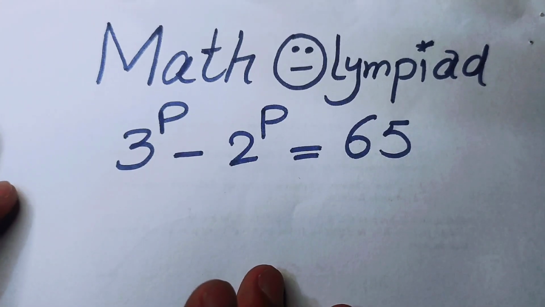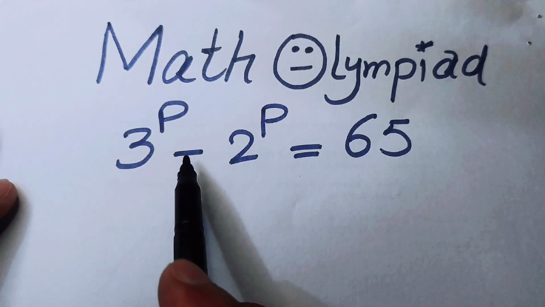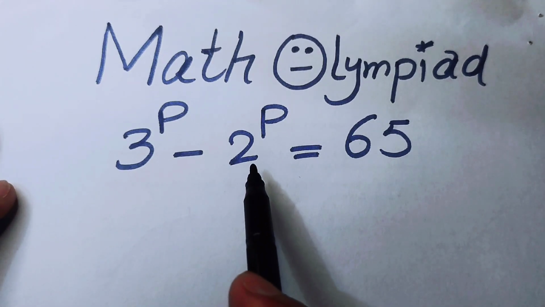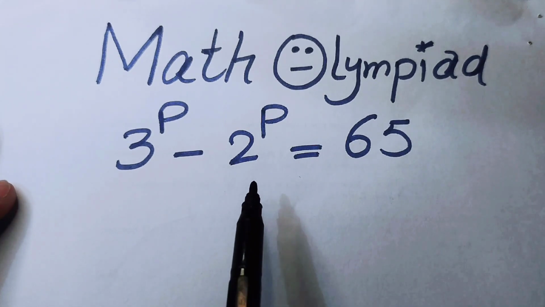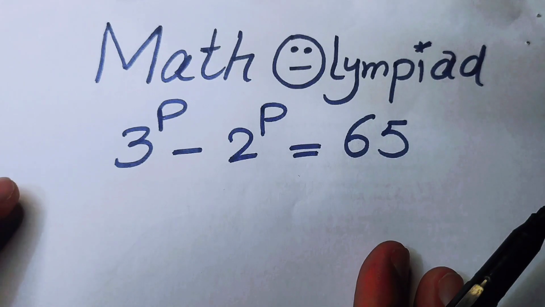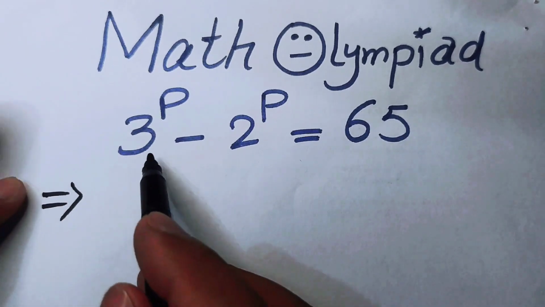In this video we are going to solve this nice algebra problem, and here we have 3 to the power of p minus 2 to the power of p is equal to 65, and we will solve this problem for the value of p.